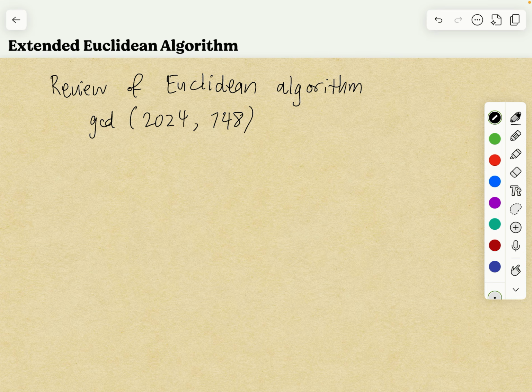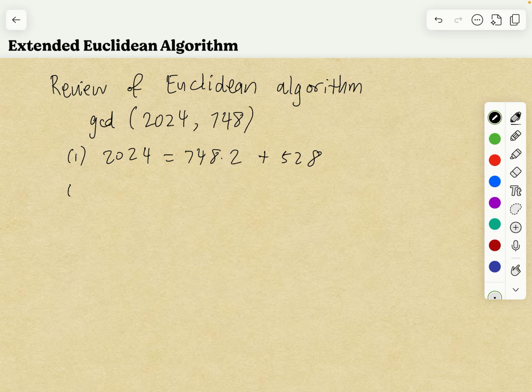And one way to do this is to factor 2024 and 748, but in the Euclidean algorithm, you don't need factorization. First, we see how many times 748 goes into 2024 and then calculate the remainder. So the first equation we get is 2024 is 748 times 2 plus 528. Okay, so this tells us that the GCD of 2024 and 748 is the same as the GCD of 748 and 528. And we repeat the same process, so 748 is 528 times 1 plus 220.